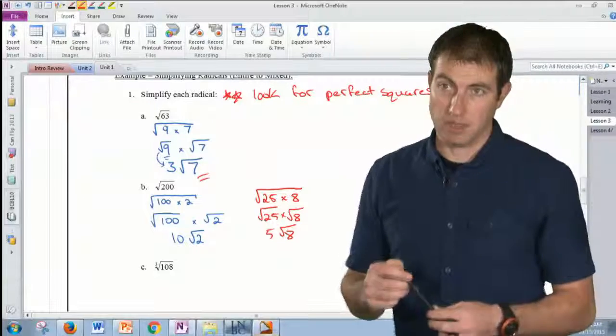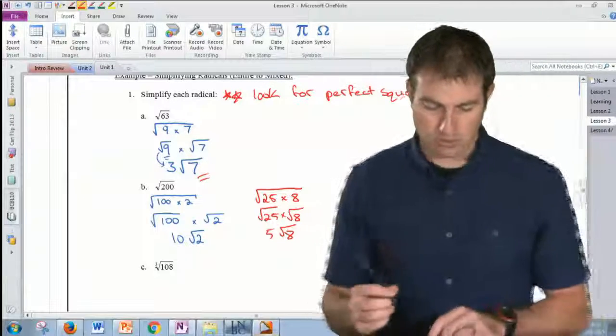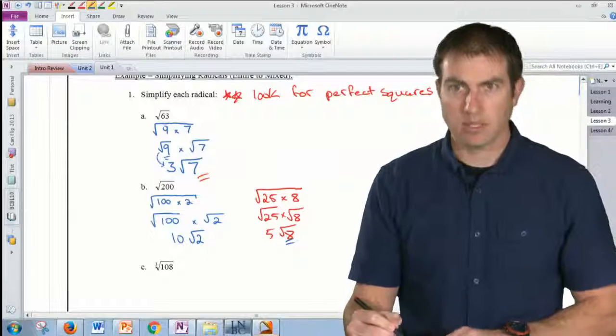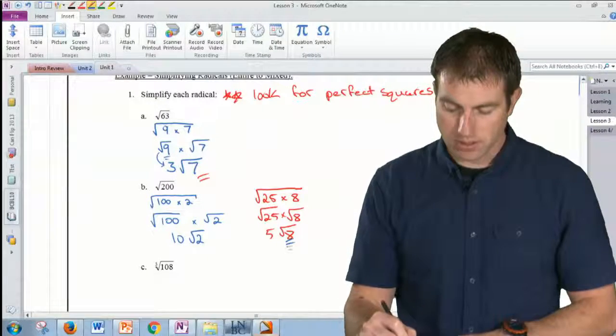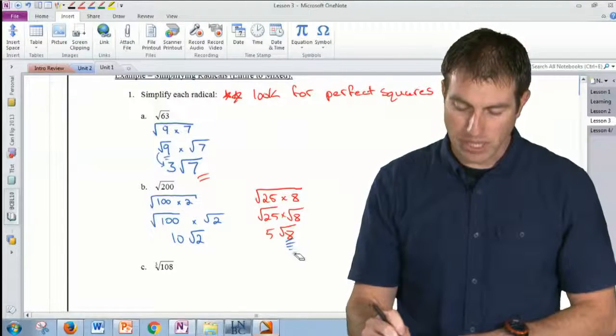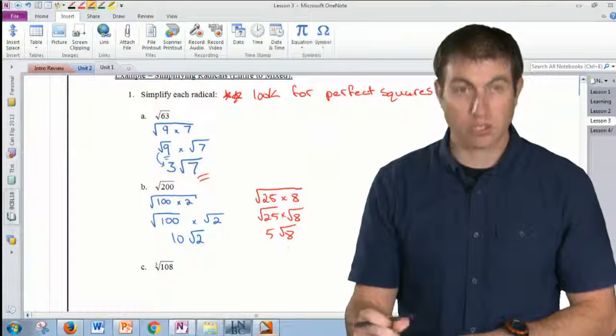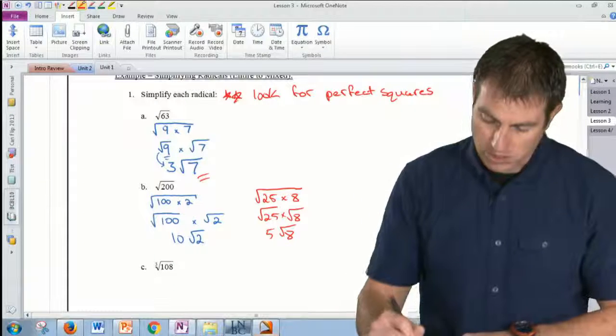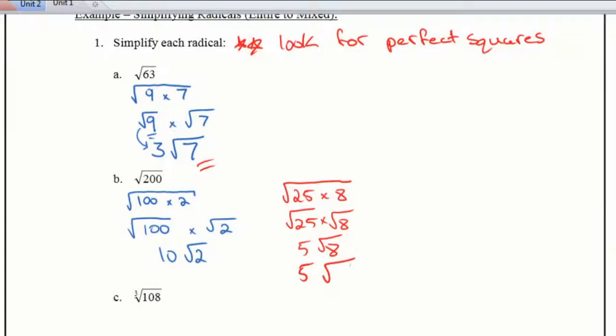I don't see anybody typing anything, so maybe I'll just have to ruin the surprise for you. The 8. What's special about an 8? Well, I can break my 8 down further. So what is the largest perfect square that factors into 8? I'm just going to keep the 5. The 8 I can write as 4 times 2, and then I can break that down into root 4 times root 2.